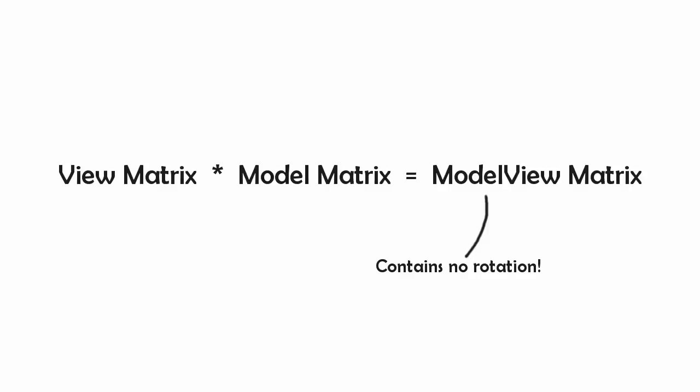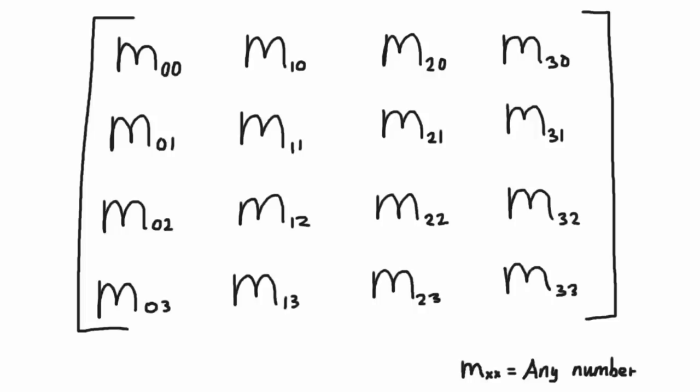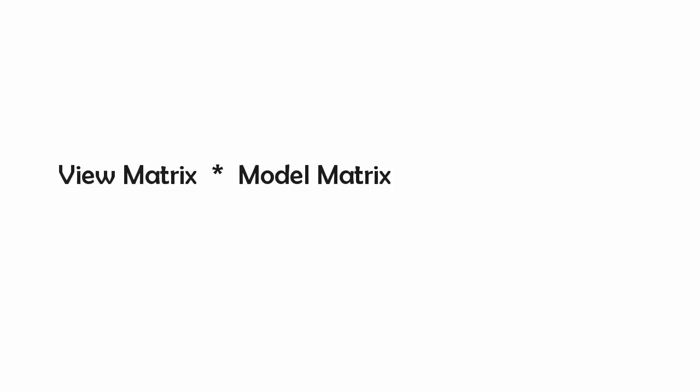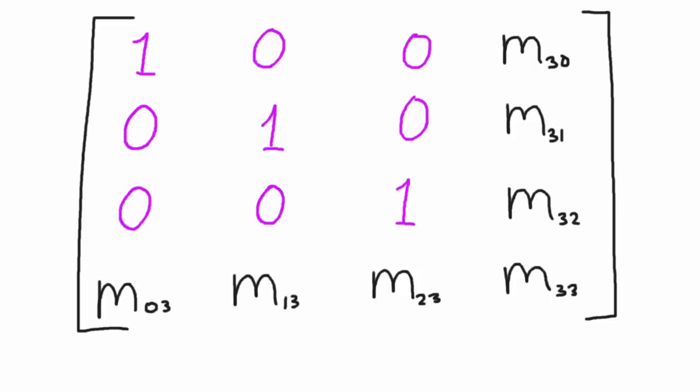Now, to understand how to do this, we need to know a little bit about matrix maths. So this is what a 4x4 matrix looks like, and the rotation is stored in the top left 3x3 part of the matrix. If there's no rotation, then that top left 3x3 part will look like this. So that's what we need the top left part of the model view matrix to look like. So when the view matrix is multiplied with the model matrix, the result needs to have no rotation. So we're going to choose the rotation part of the model matrix so that when it gets multiplied with the view matrix, the result is a matrix like this without any rotation.